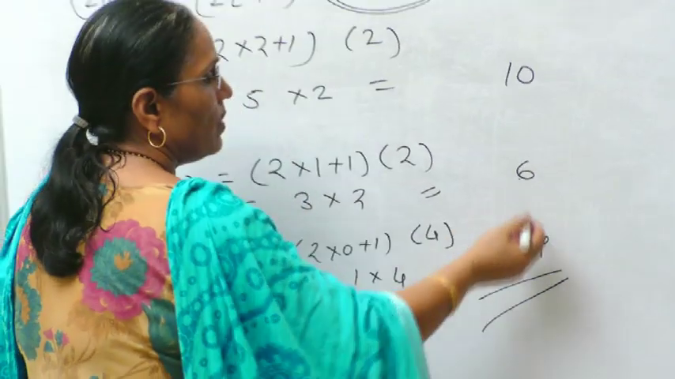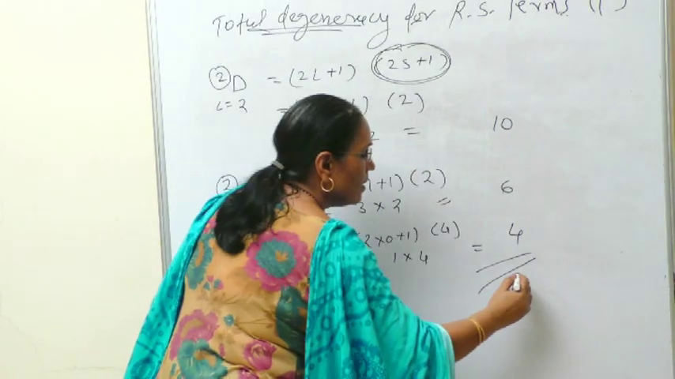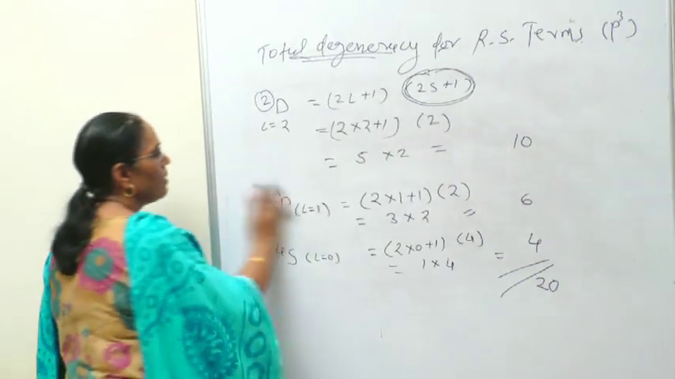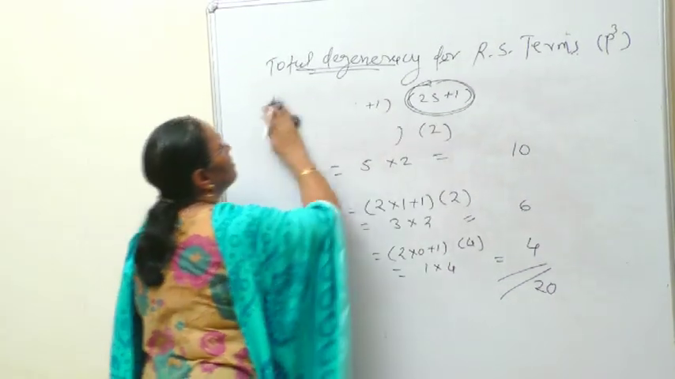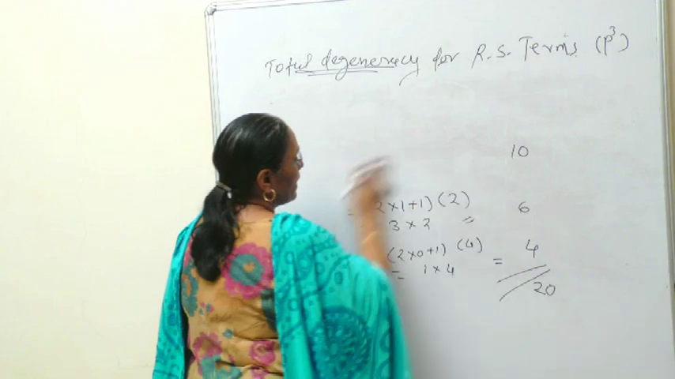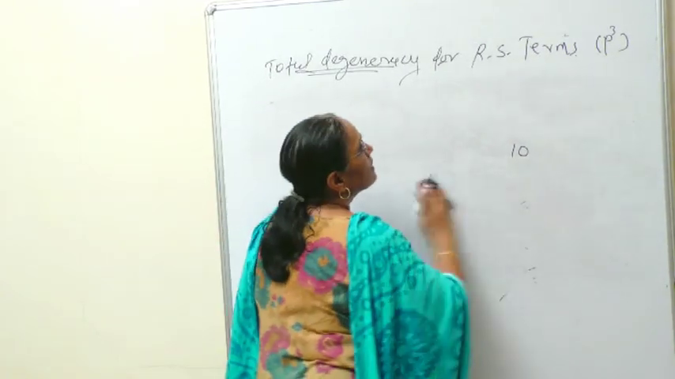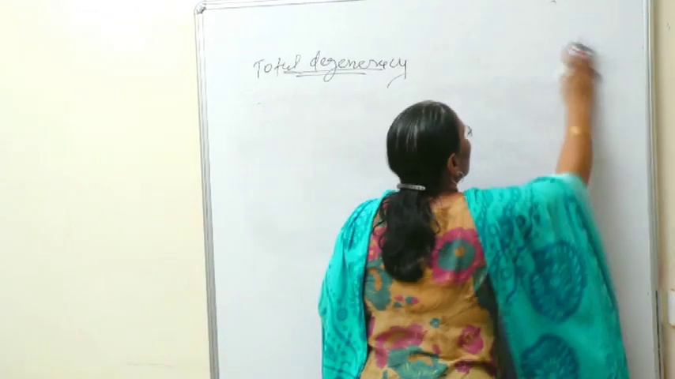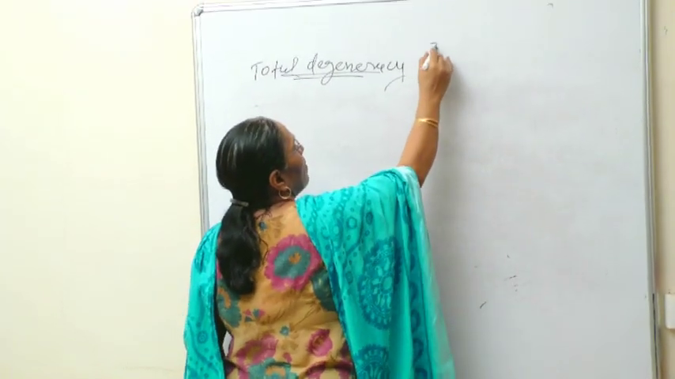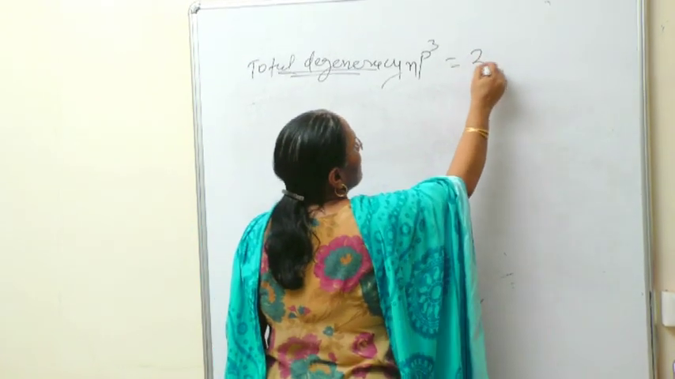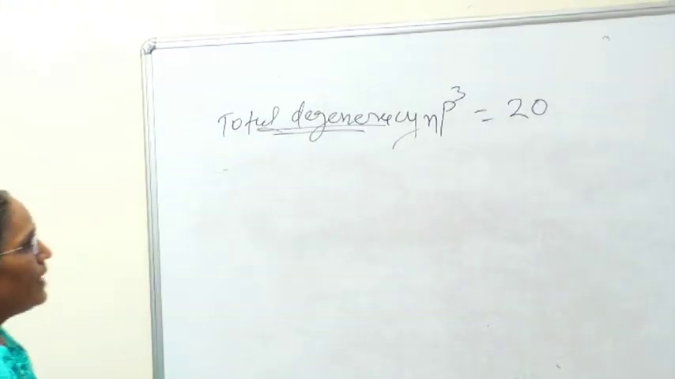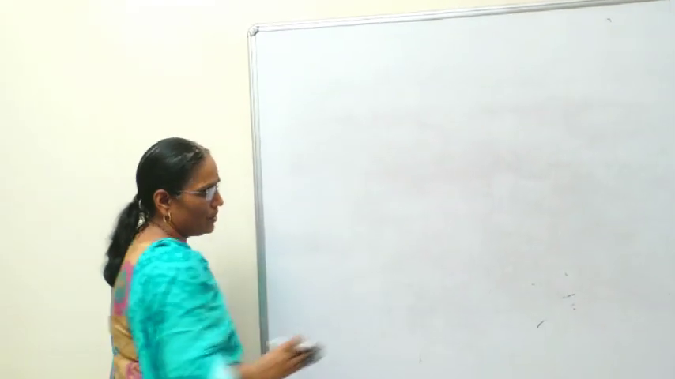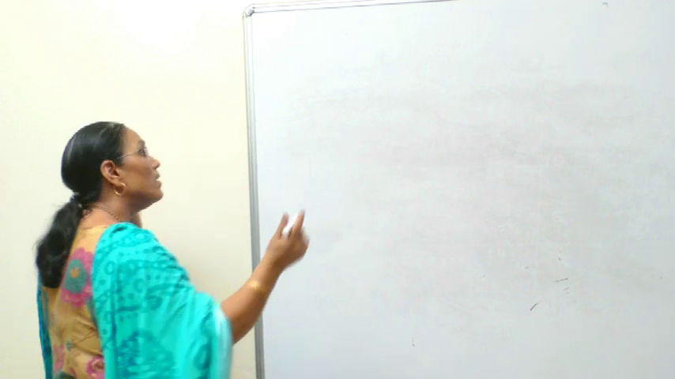So 4, 6, 10 plus 10. So the total degeneracy is equal to the total number of microstates. So now we can say that the total degeneracy of the P3 configuration, the NP3 configuration, is equal to 20. Let us determine the spin orbit coupling values which are obtained by the equation.